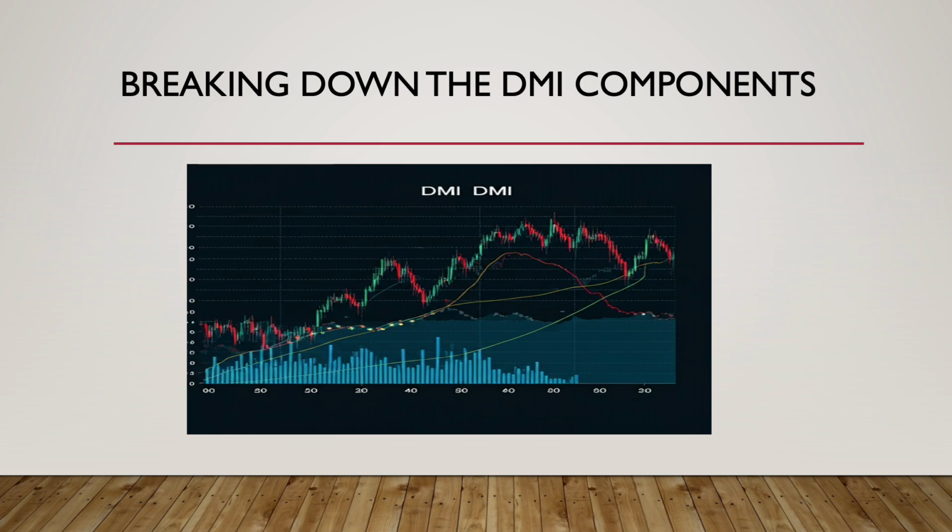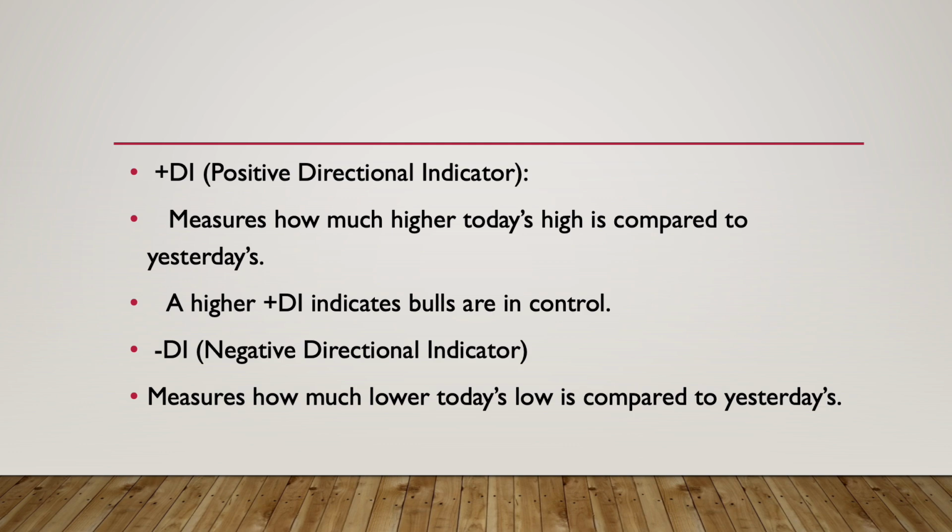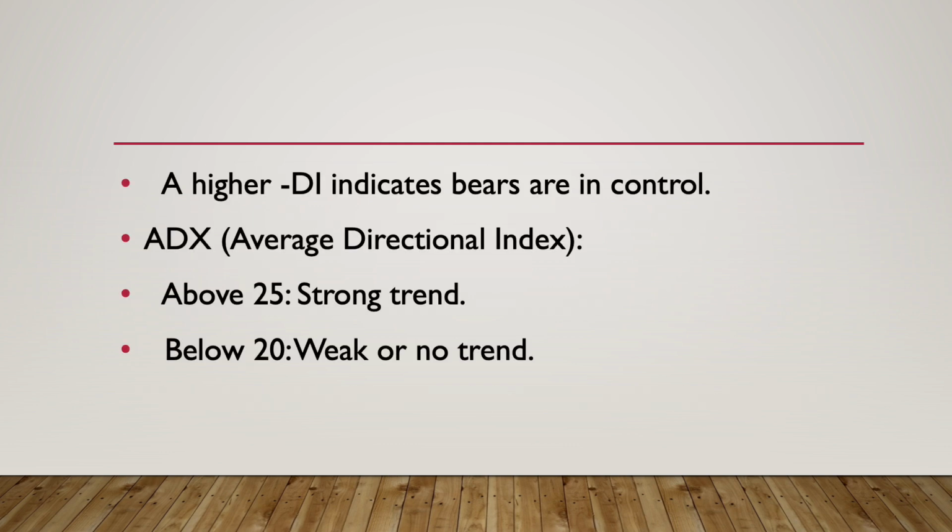Breaking down the DMI components. The DI plus, positive directional indicator, measures how high today's price is compared to yesterday's. A higher DI plus indicates bulls are in control. The negative DI, the negative directional indicator, measures how low today's price is compared to yesterday's. A higher negative DI indicates the bears are in control.